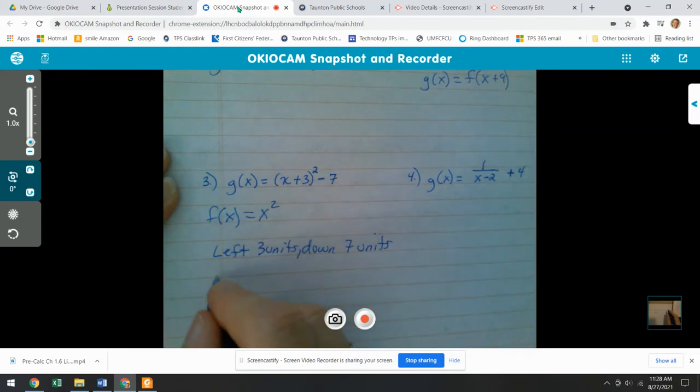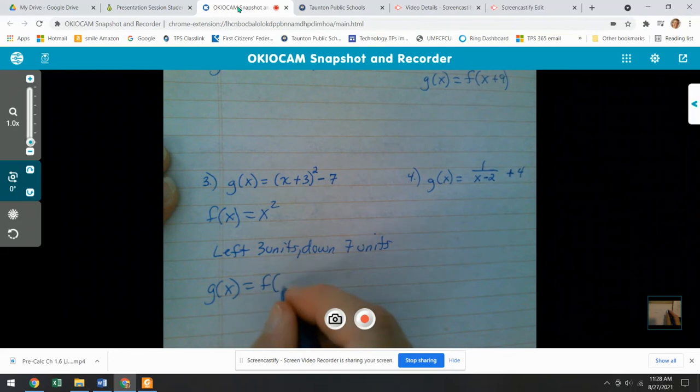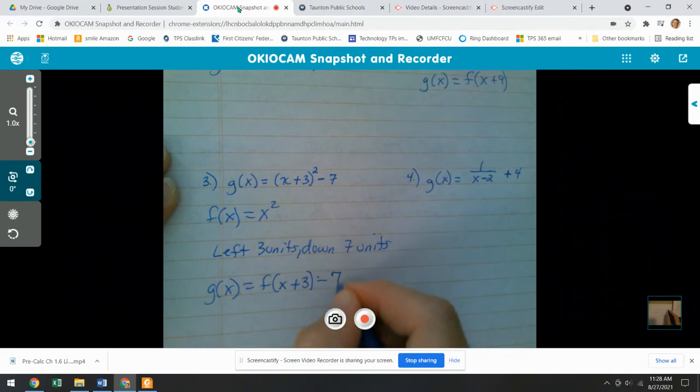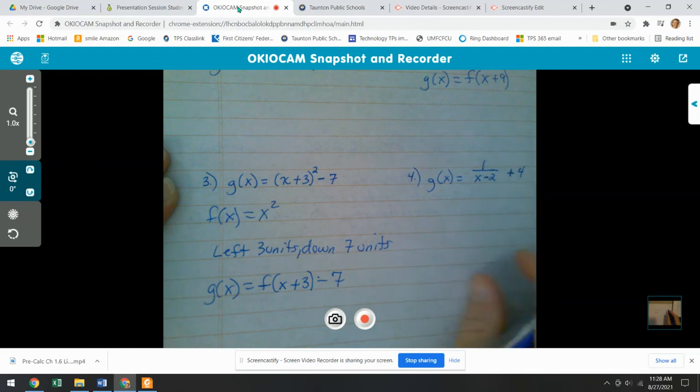Okay, and we could express g of x as some form of f of x, and what we would say is f of x plus 3 minus 7. Okay, so that takes the equation they gave us and shows it in terms of the parent function.